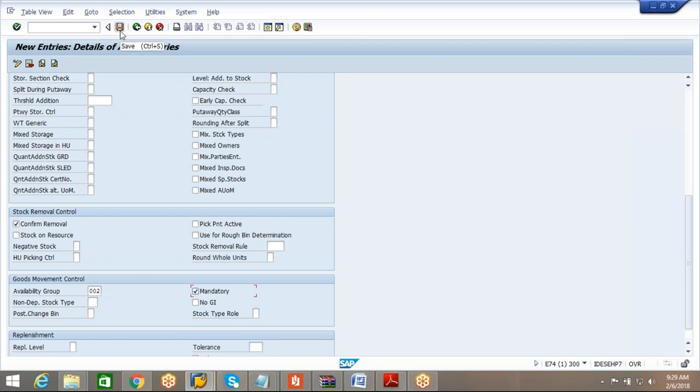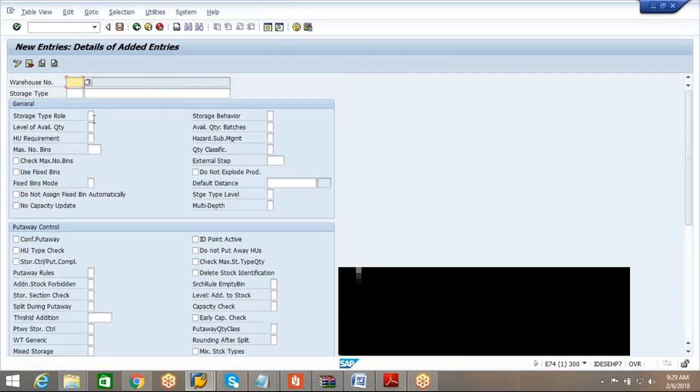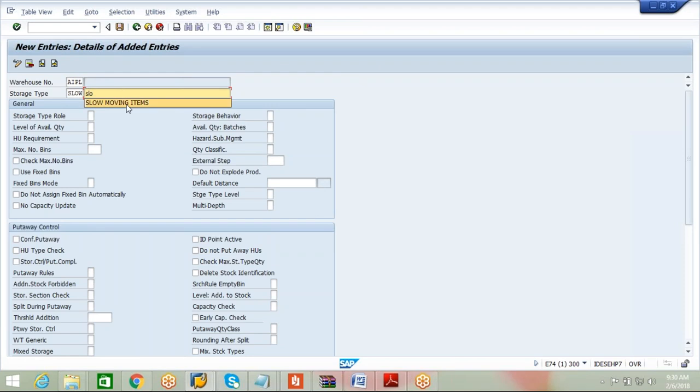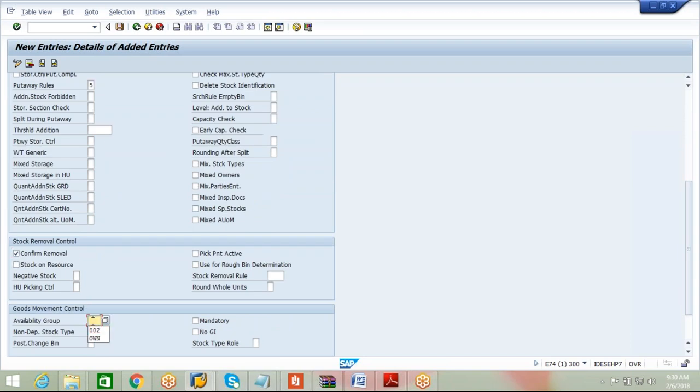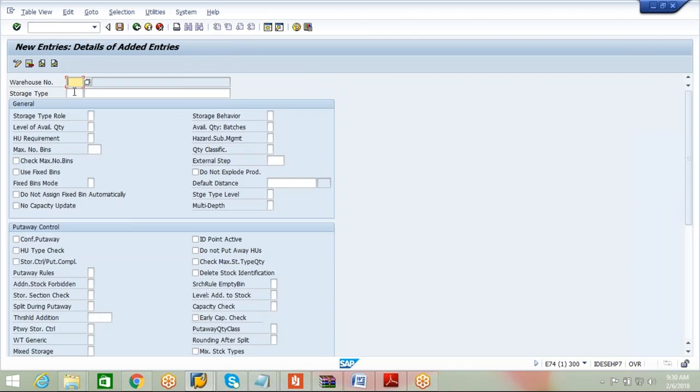With minimum parameters, I am creating fast moving items, and I need one more, slow moving items. Just confirm put away rules here for this empty bin. I am applying confirm removal, the same availability group I am using, mandatory. Save it. Next, I am going with bulk, one more storage type. This is the open area, bulk materials.